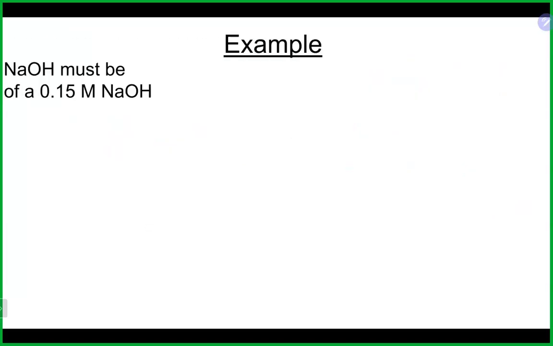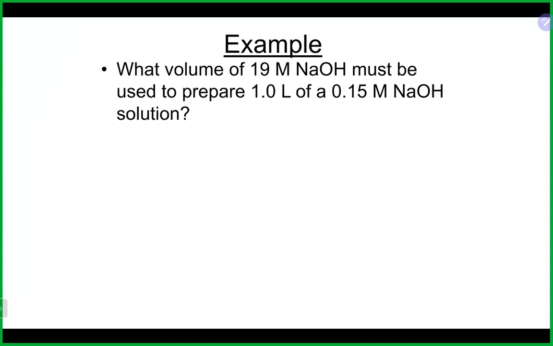So just to look at one here to finish up together, what is the volume of 19 molar sodium hydroxide that is needed to prepare 1 liter of 0.15 molar sodium hydroxide? So this is a dilution problem. I know this because I'm starting with sodium hydroxide, and I'm ending with sodium hydroxide. I'm not making anything new here. The only difference is the concentrations are different. So this is definitely a dilution situation. M1 V1 equals M2 V2.